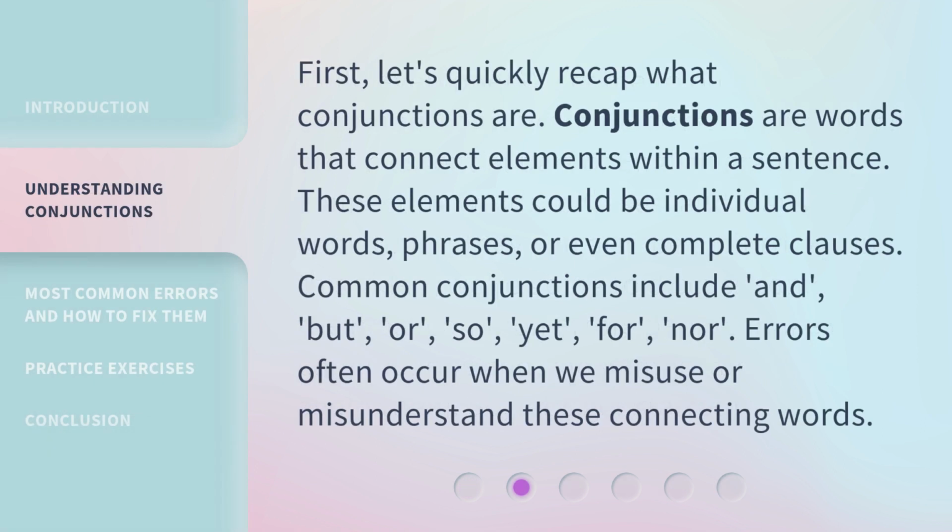First, let's quickly recap what conjunctions are. Conjunctions are words that connect elements within a sentence. These elements could be individual words, phrases, or even complete clauses. Common conjunctions include and, but, or, so, yet, for, nor. Errors often occur when we misuse or misunderstand these connecting words.